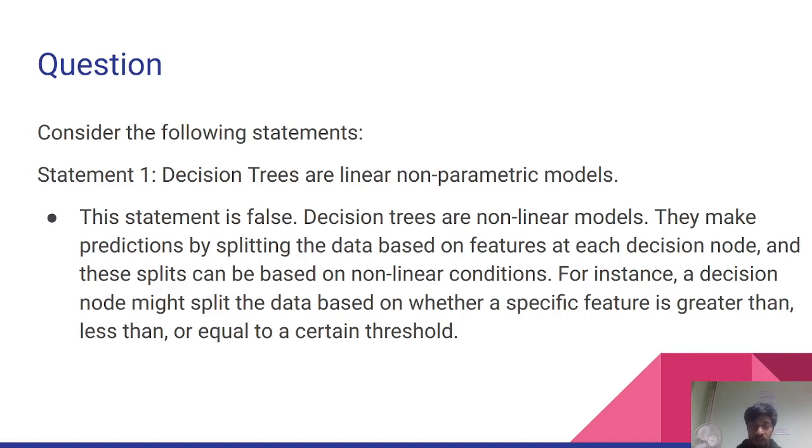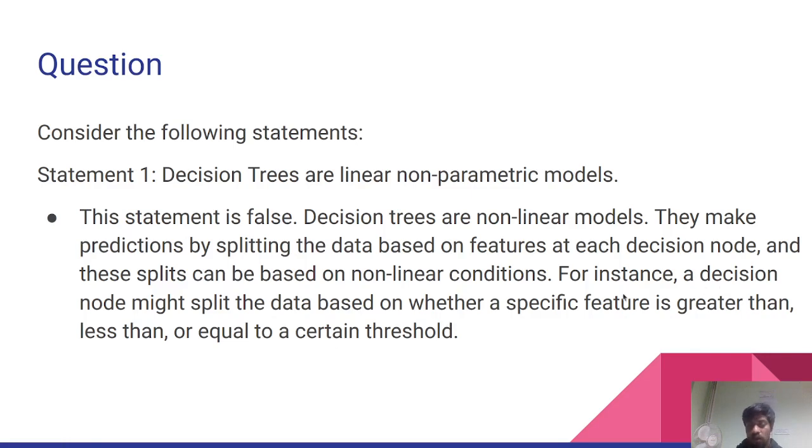But if we look at the whole picture, we are basically dealing with non-linear systems. Okay, so what happens is that decision trees make predictions by splitting the data on features at each decision node, and these splits can be based on nonlinear conditions. You can see here a decision node might split the data based on whether a specific feature is greater than, less than or equal to a certain threshold, right?